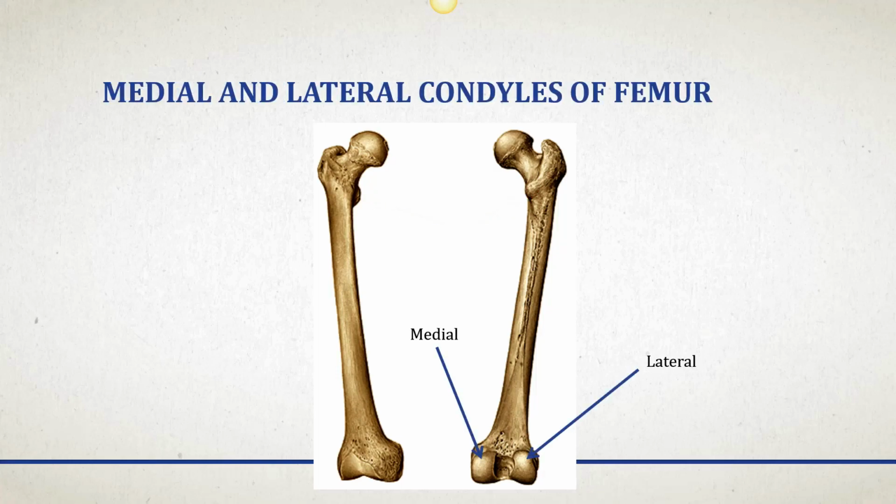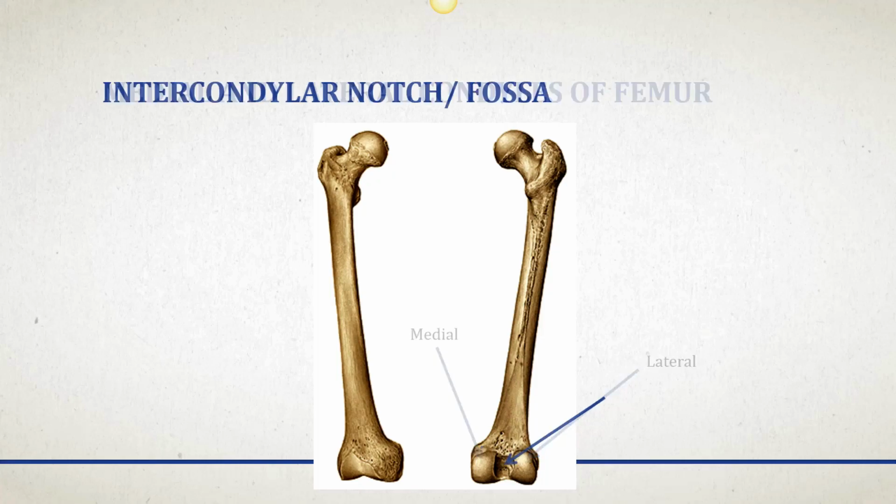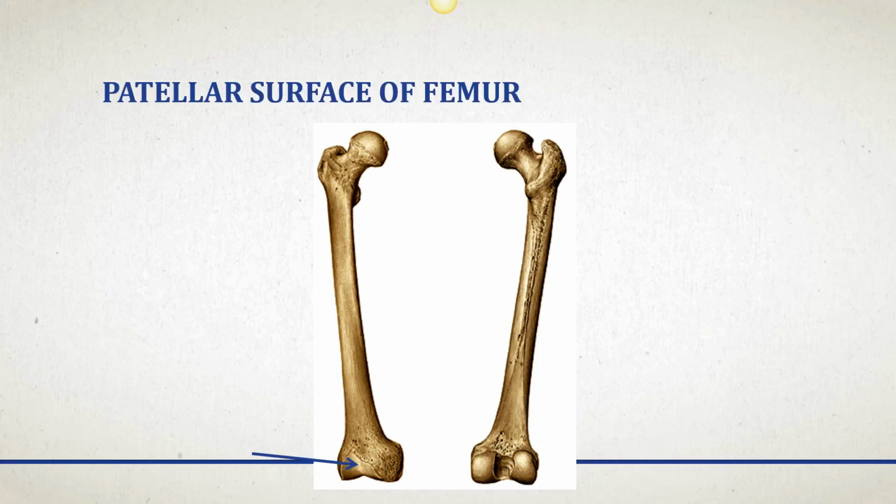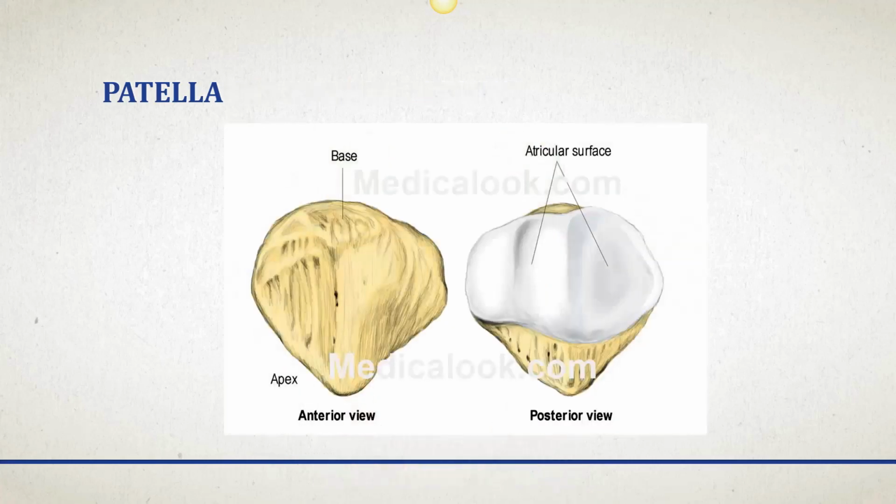Then you have medial and lateral condyles, which are at the bottom. An intercondylar notch is in between the condyles. The patellar surface is the smooth flat surface for your patella or your kneecap to sit on. And then this is what your patella looks like. You don't need to know the different parts of the patella, you just need to know that the patella is the kneecap and what it looks like.